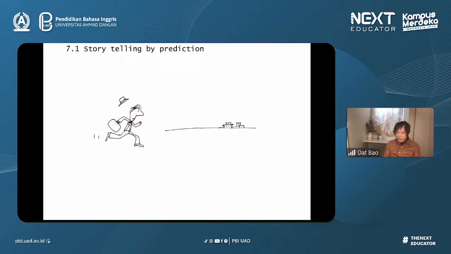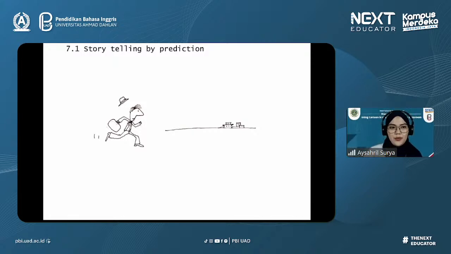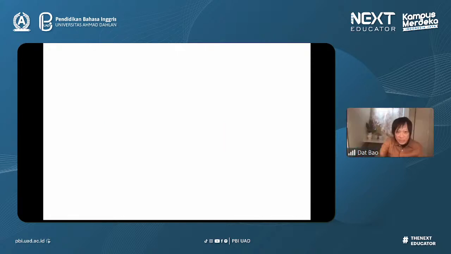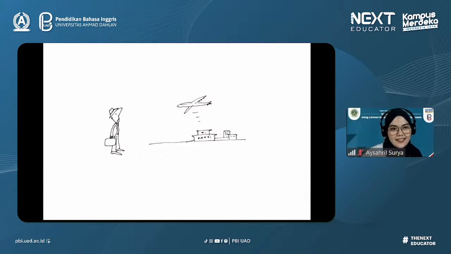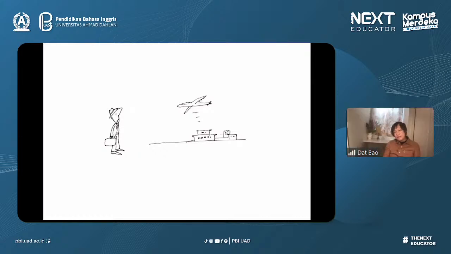Do you think he will catch his flight in time? No. Maybe not. I will show you the next one. So when he came to the airport, the plane was already taking off. And look at the man. How do you think he feels? He looks sad. He looks very sad. Oh no, late. How can I take another flight soon? I'm late. And then suddenly something happened.